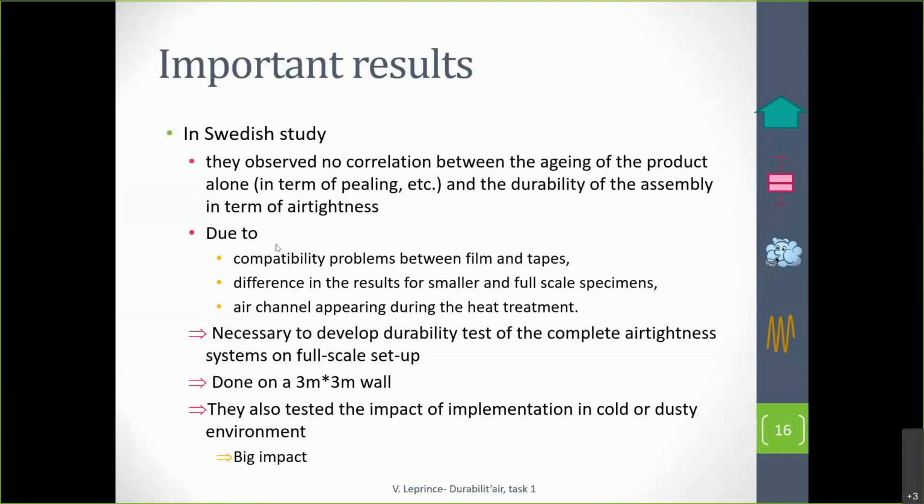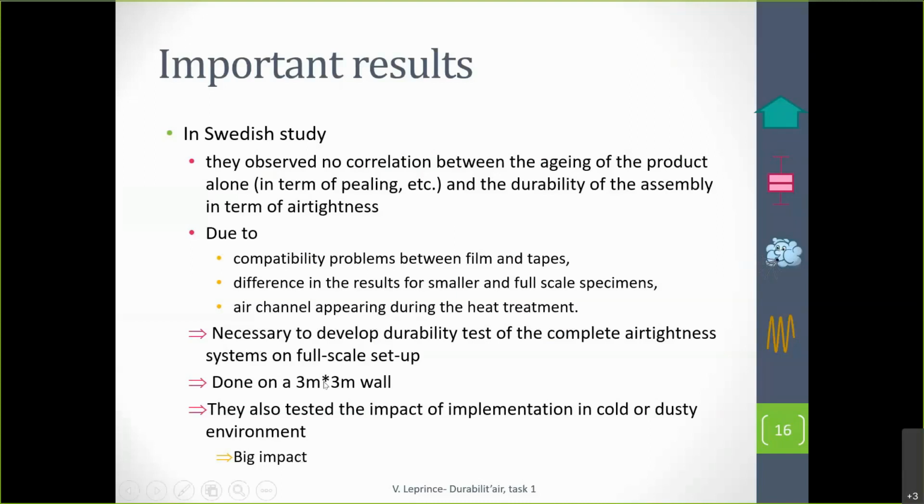It was due to a compatibility problem between the film and the tapes. Air channels appeared between the membrane and the tapes while the tape was still very sticky, so there was no problem of peeling, but those air channels made the assembly no longer airtight. So they concluded that it was necessary to develop a durability test on a complete airtightness system and on a full-scale setup.